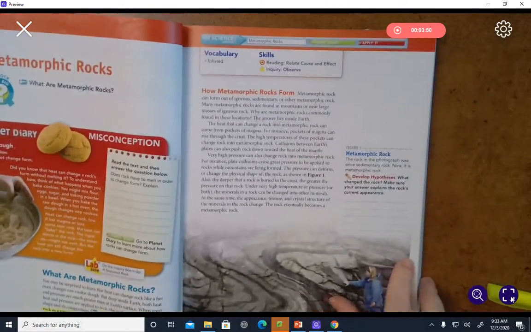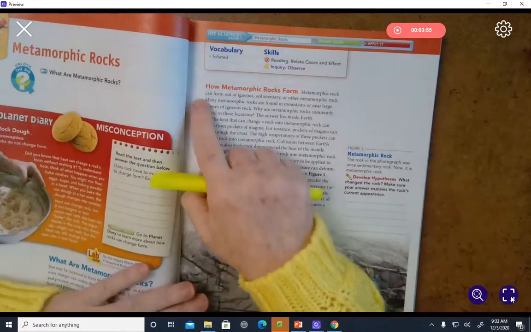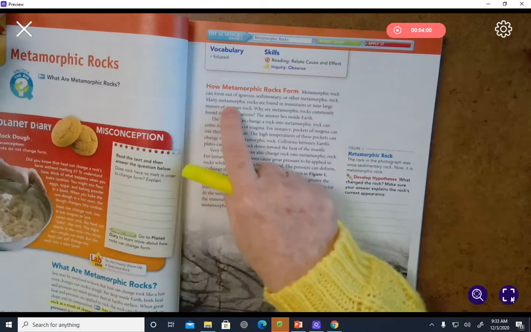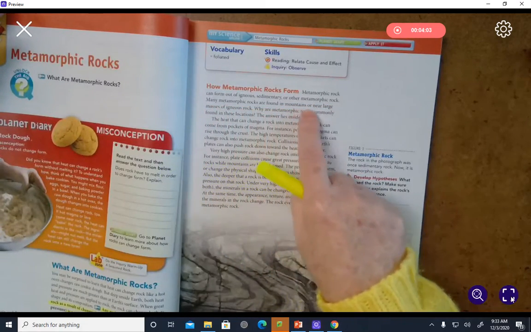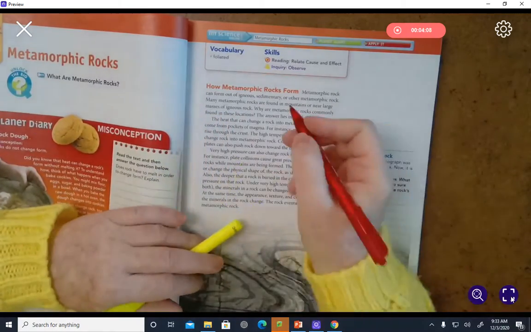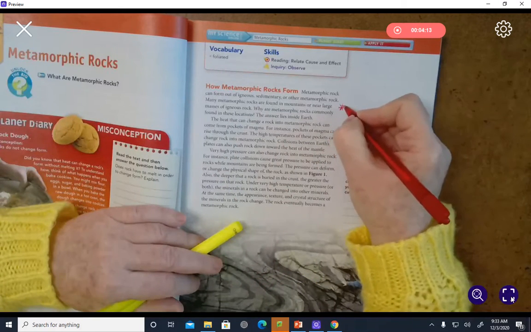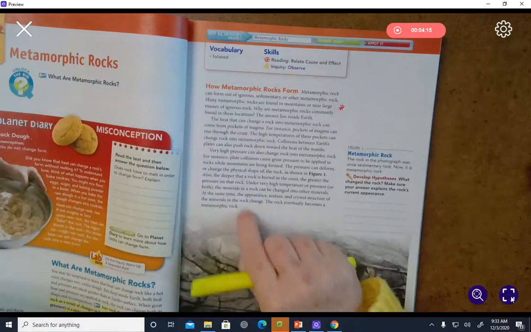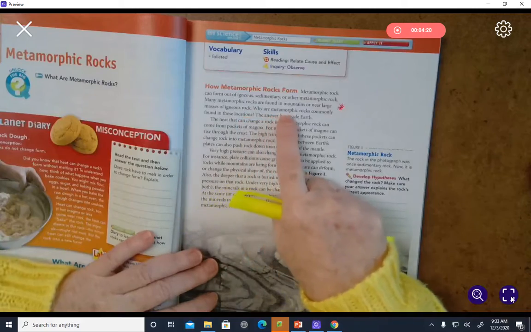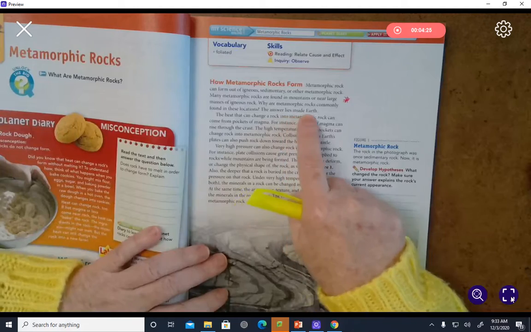So let's see how metamorphic rocks form. Metamorphic rock can form out of igneous, sedimentary, or even other metamorphic rock. Many metamorphic rocks are found in mountains or near large masses of igneous rock. Now, I would put a little star by it maybe. That seems kind of like where most rocks are found. It's one of those superlative ideas. So why are metamorphic rocks commonly found in these locations? The answer lies inside Earth.